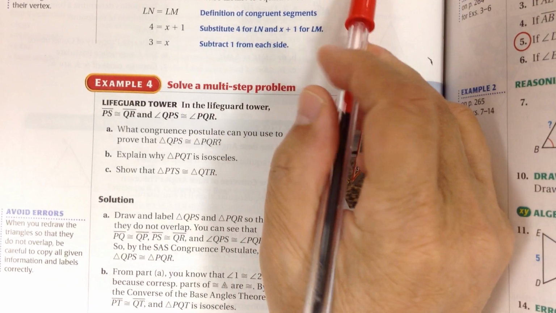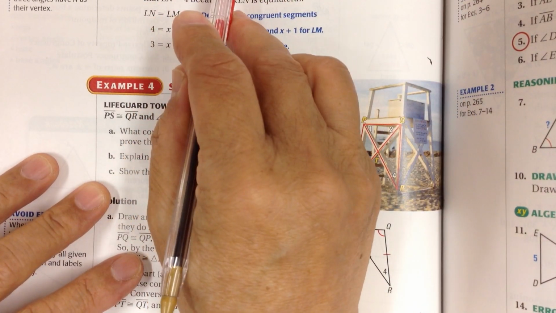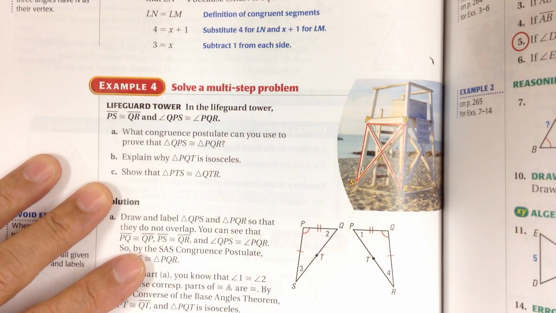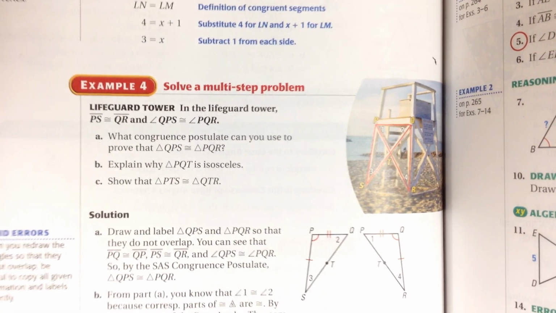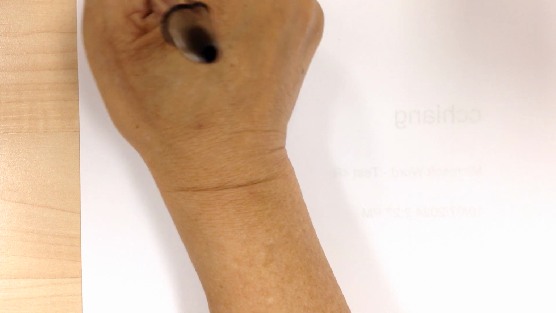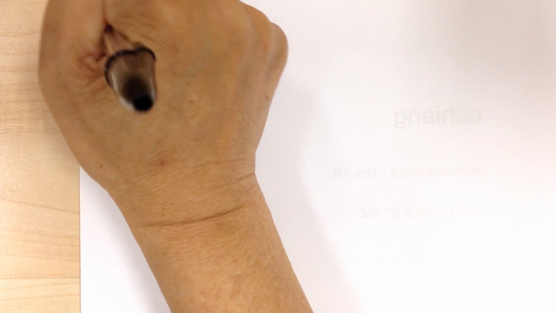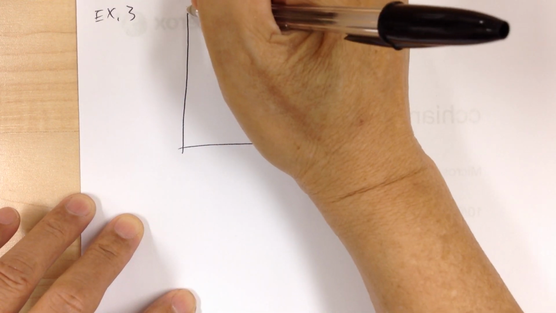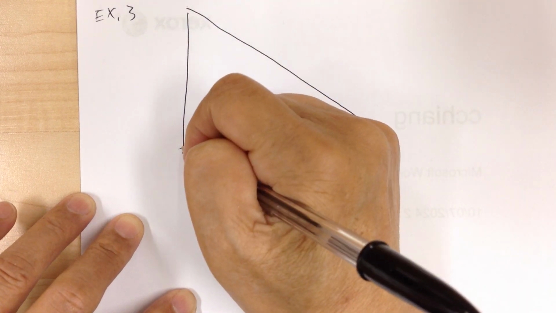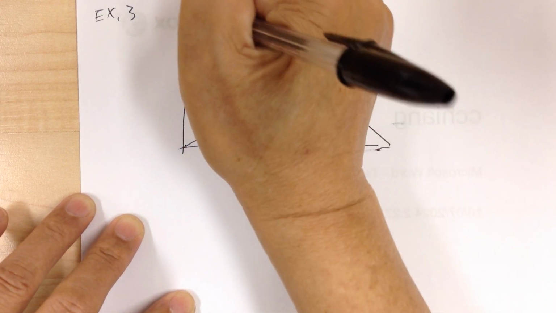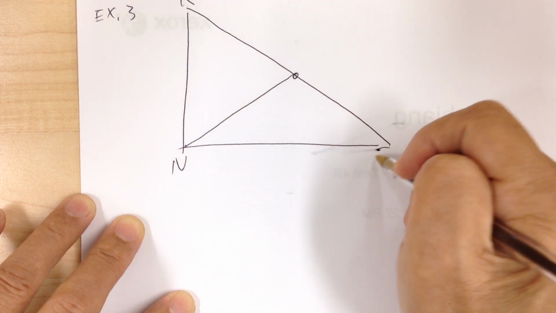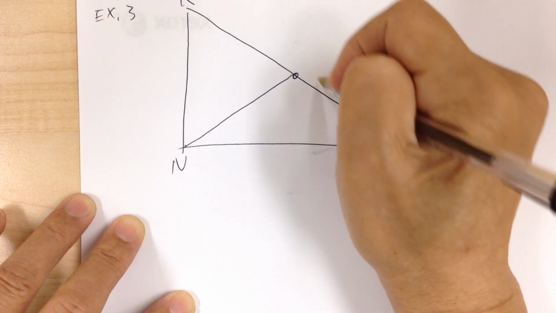Okay, so now let's go to example 3. It says find the value of x and y in a diagram. Okay, so this is a little bit of algebra. So to do this kind of problem, okay, so let's go ahead and do this one. So I'm going to draw a big triangle. So this is K, N, M, and this is L.